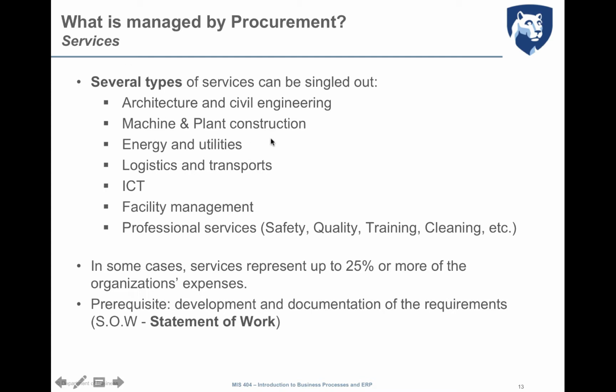Then we can have machine and plant construction. When you want to design, build, and introduce a new machine, we need to purchase some services related to its design, its testing and stuff like this. Energy and utilities, like water, electricity, gas, and so on. Logistics and transportation, so managing warehouses and transporting goods to the final market. ICT services like data storage, ICT maintenance, software, licenses and stuff like this.